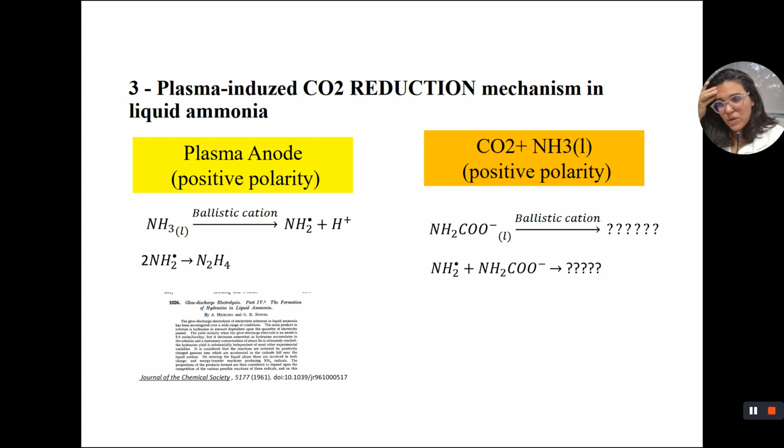As promised in the abstract, I would also comment on the mechanism for anode plasma, or the positive polarity of plasma. In this case, we could make some rationalization based on the work of Hickling, who observed the formation of hydrogen, this guy here, out of ballistic cation injection in the liquid ammonia. As he identified this phenomenology, I would suggest that the mechanism in this case is that liquid ammonia produces the radical, the basic ammonia radical, that in a second step recombines to form hydrazine.